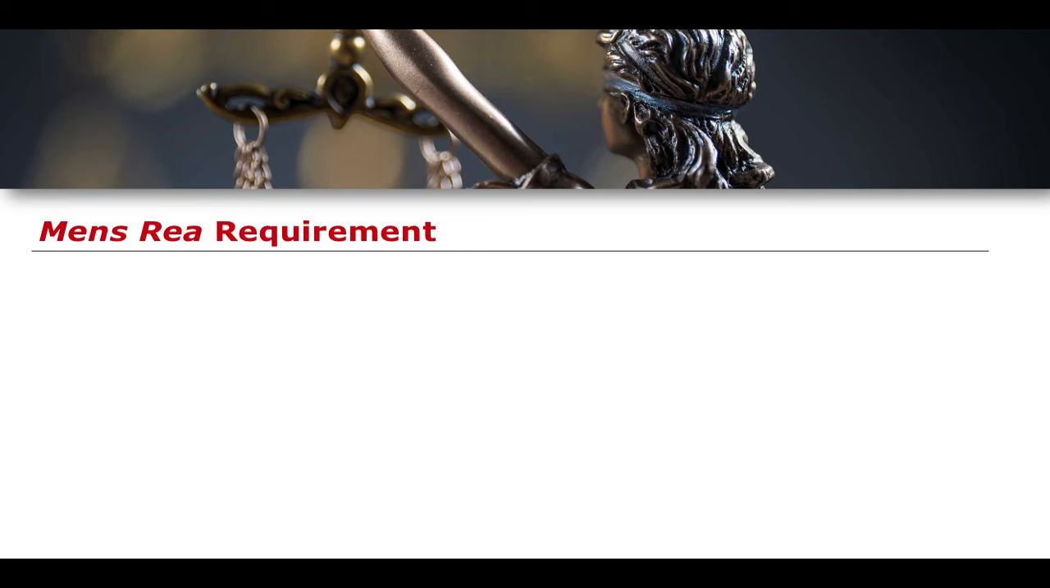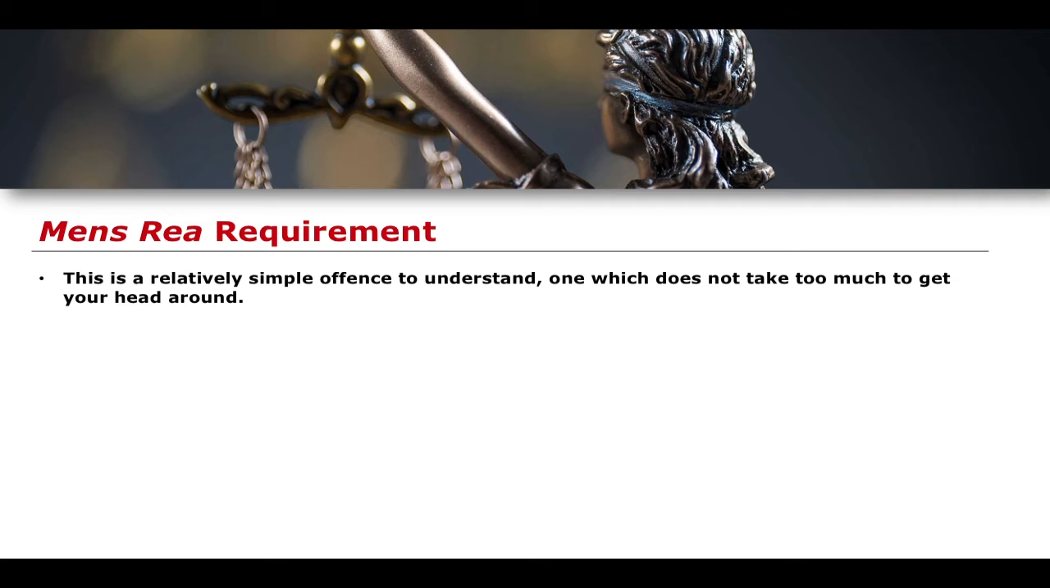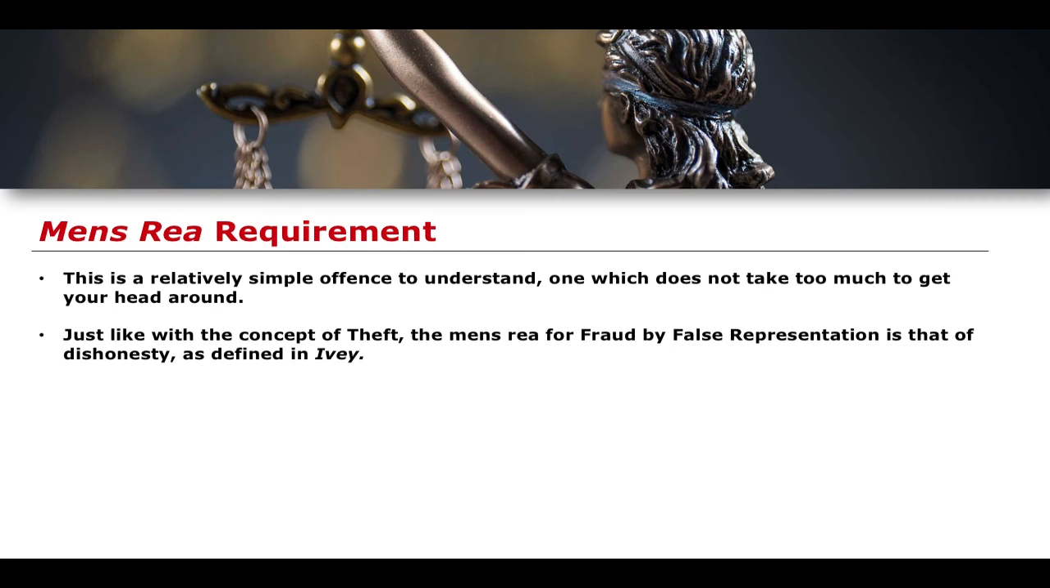So that's what the offence of fraud by false representation actually is, and what it requires. Let's think about the mens rea element then. It's relatively simple to understand, and does not take too much to get your head around in terms of trying to work out what the mens rea is. Fundamentally, just like with the concept of theft, the mens rea for fraud by false representation is dishonesty, as defined in Ivey.